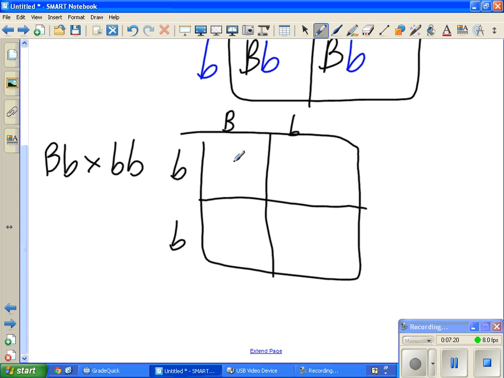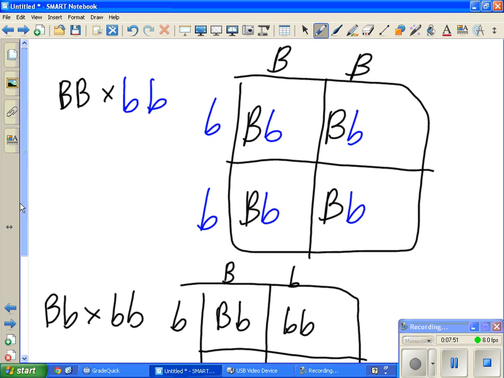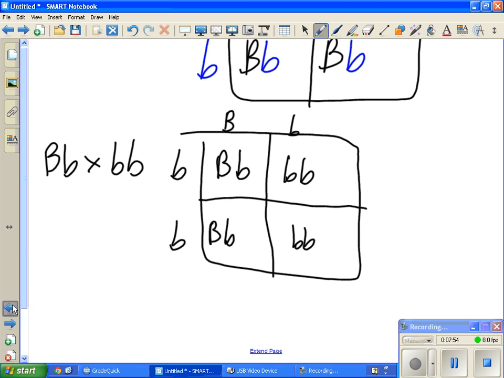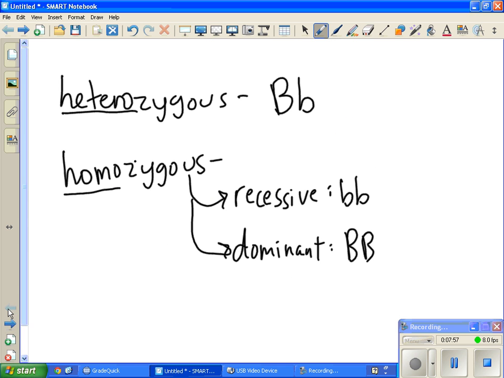Why don't you go ahead and fill them in on your guided notes before I do it? Okay, so that's going to end up looking like this. Little b, little b, big B, little b, little b, little b. So that's what it should end up looking like. Okay, so now I feel like you should be good on filling in the Punnett squares. So let's talk about what it means.